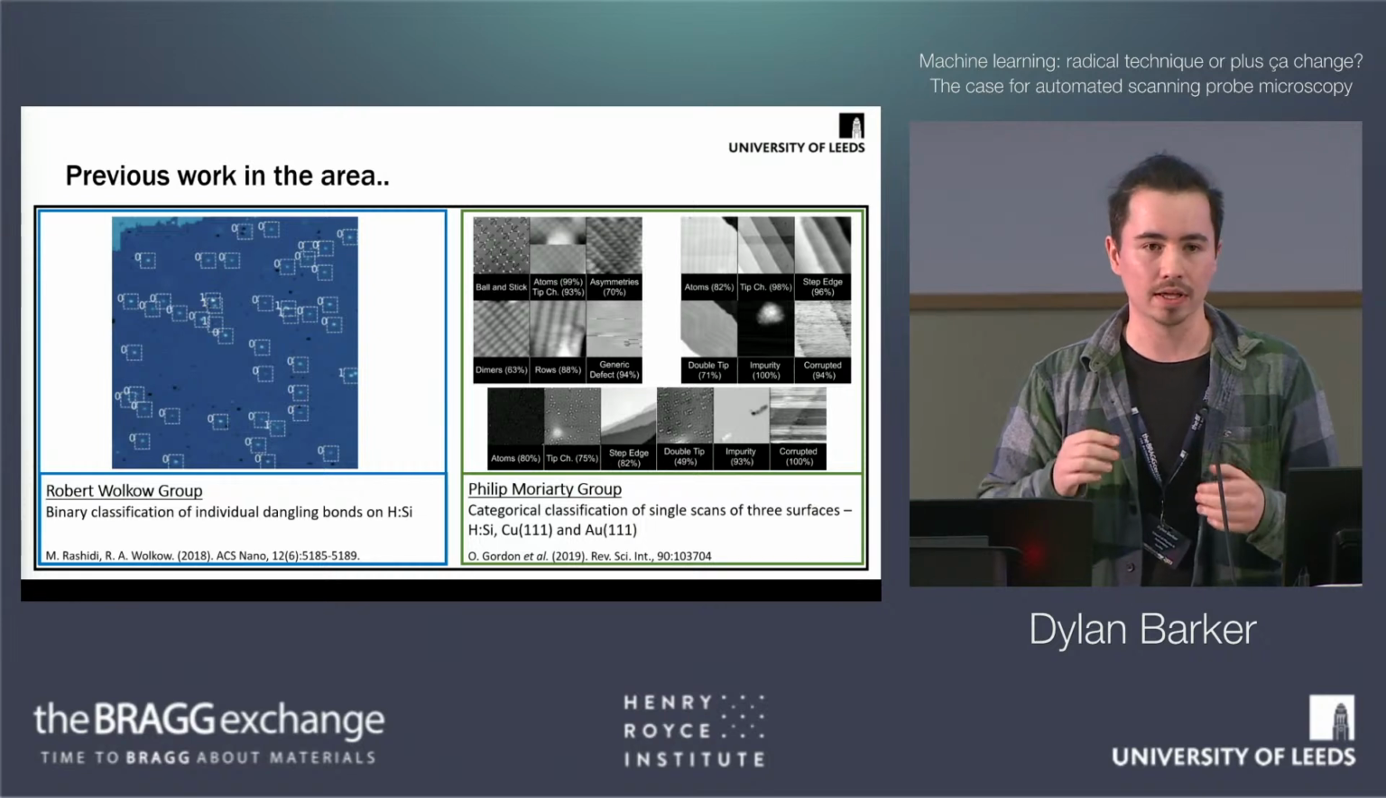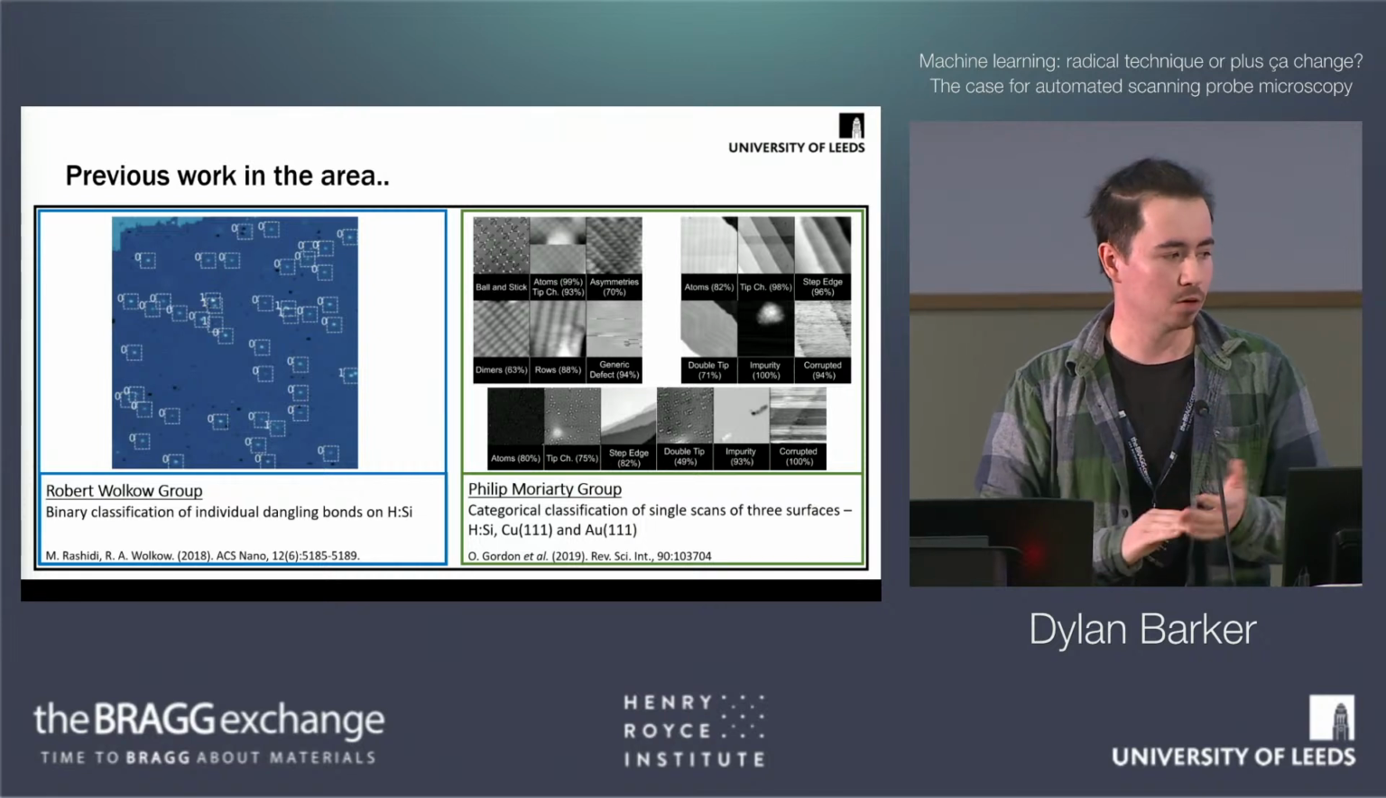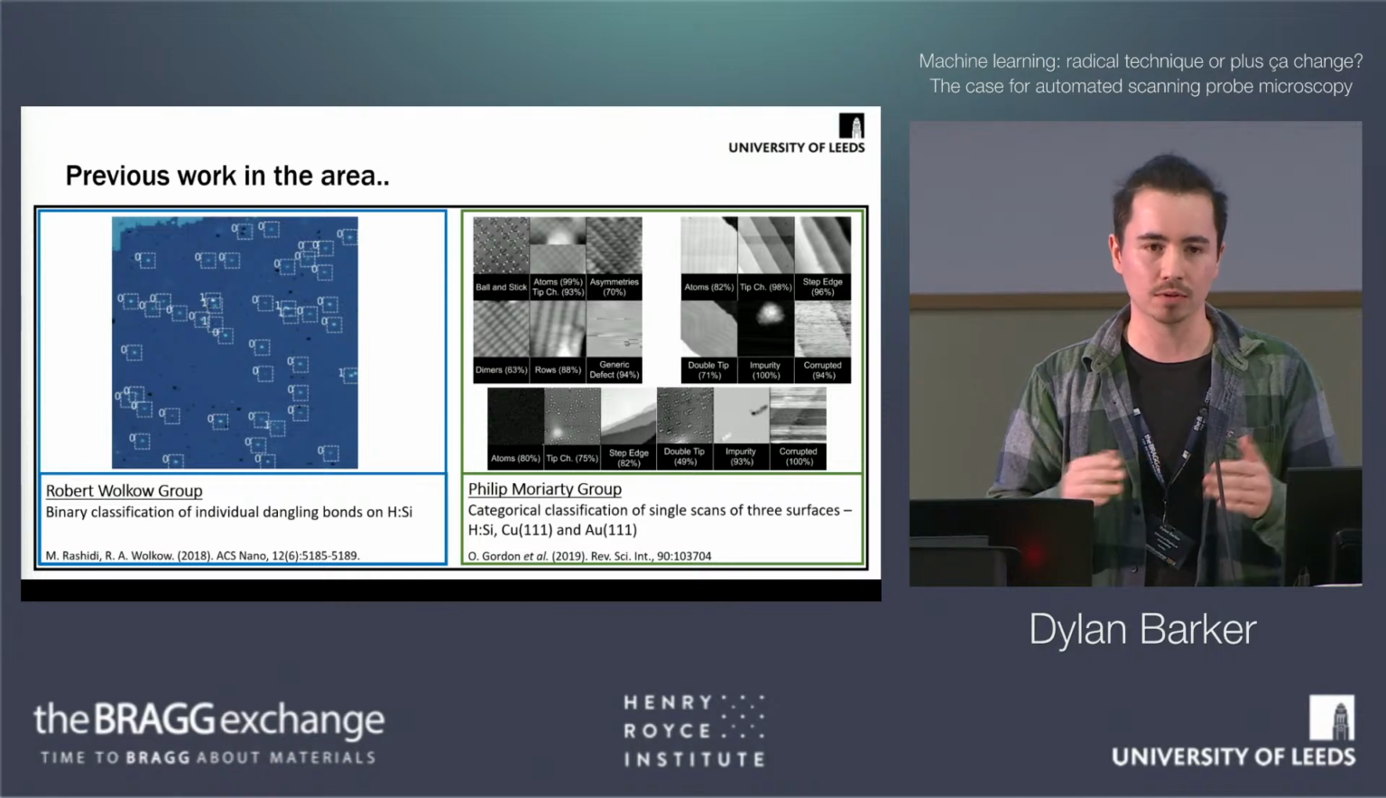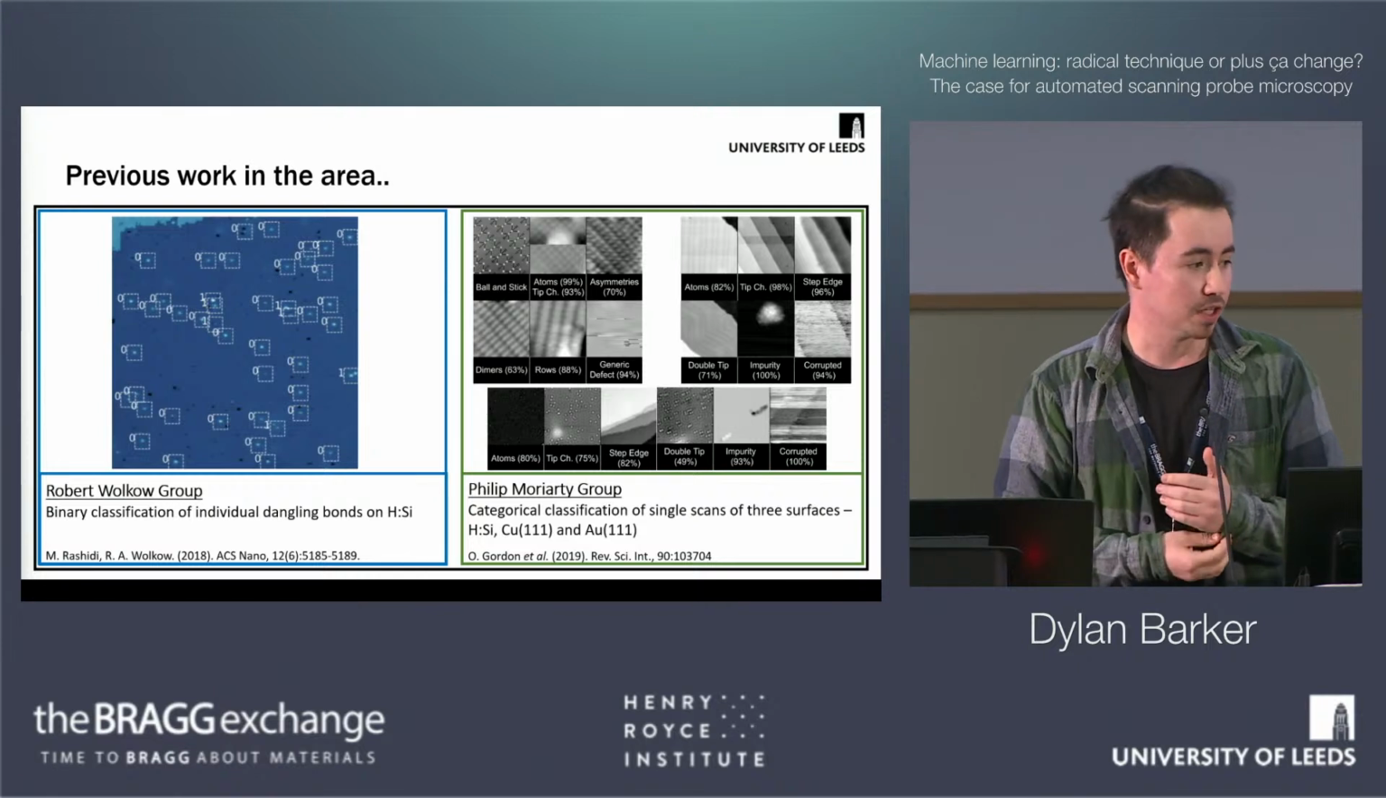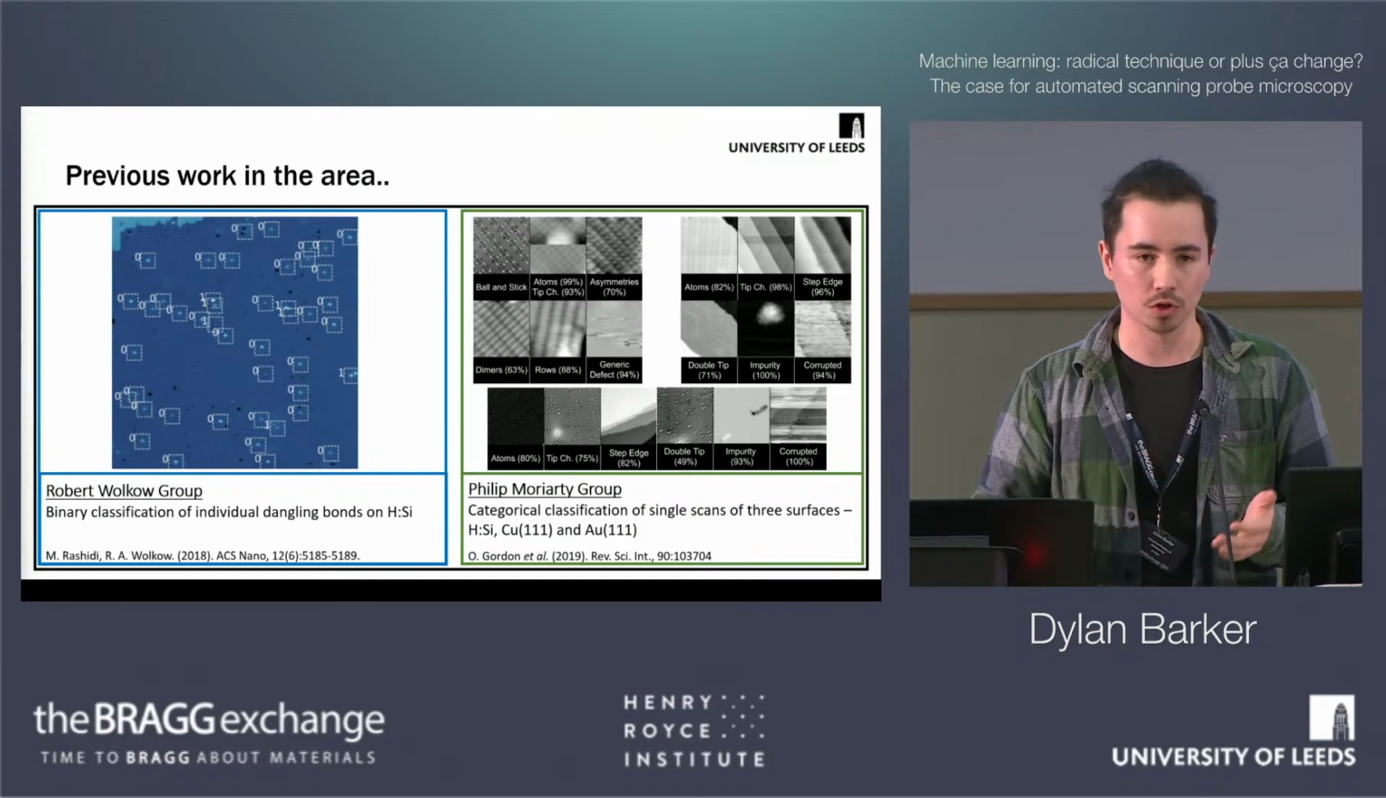With a good tip, they'll appear as just a sphere, basically. With a bad tip, it could be anything else. It could be slightly misshapen, two spheres, something like that. So they use machine learning to do this binary classification for good or bad.